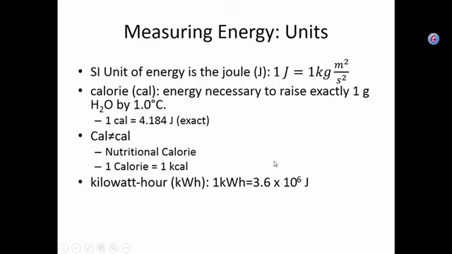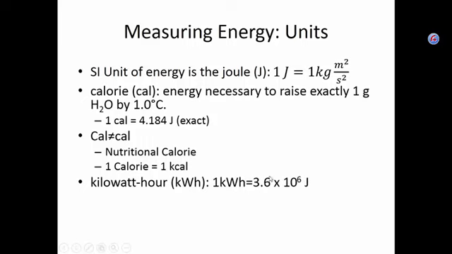Another measure of energy is the kilowatt hour. So after a summer of 105 degree weather for weeks on end, you might be familiar with this based on your power bill. A kilowatt hour is a measure of energy. It's a large measure of energy.